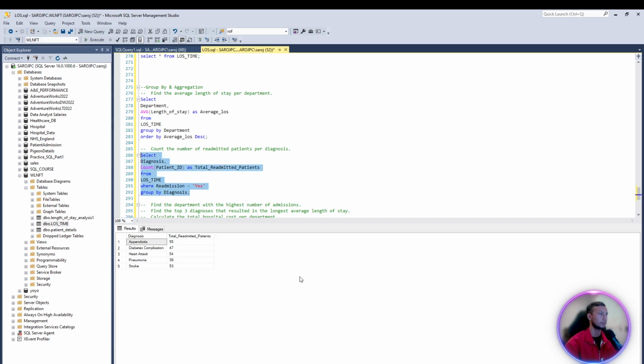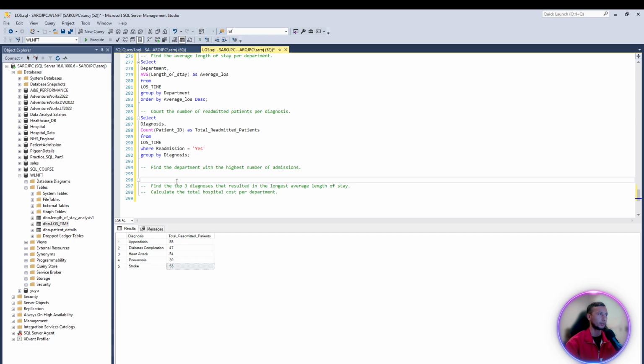Let me run this one. Okay, we got the total readmitted patients on the basis of diagnosis. So we grouped on the basis of diagnosis. For heart attack 54, appendix 55, stroke 53. Okay, yeah, this is the one.